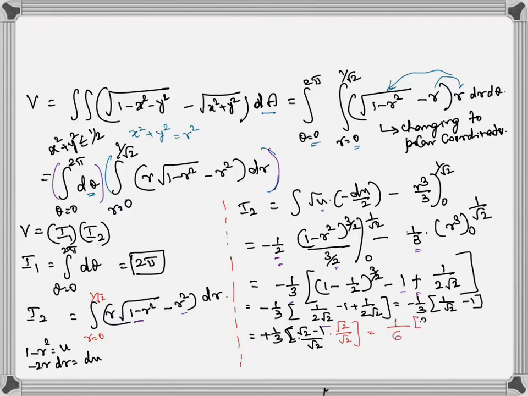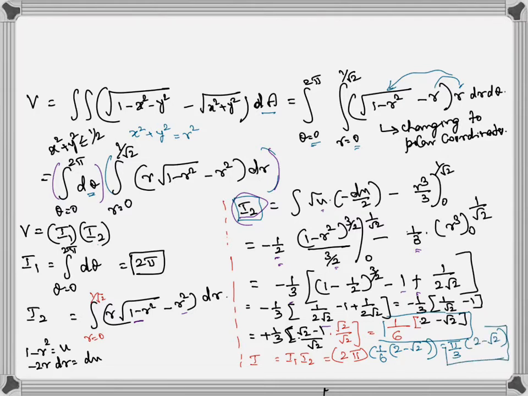Multiplying and dividing by root 2, rationalizing it, you get 1 over 6 times 2 minus radical 2. This is the value of I2. Now we have the value of I2 and we have the value of I1. So I, which is the volume, can be rewritten as 2 pi times 1 over 6 times 2 minus radical 2, which is pi over 3 times 2 minus radical 2. So that is the volume under the sphere and above the cone. Hope this video helps.